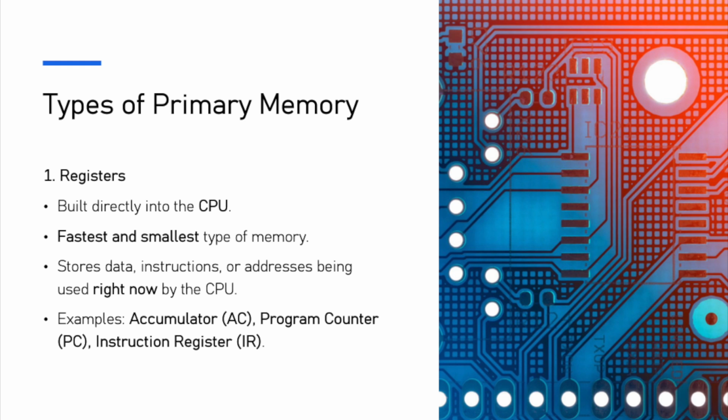We're going to start off with registers. Registers are built directly into the CPU. They're the fastest and smallest type of memory. They're actually on the processors. Generally, you will be storing bits or some bytes in this type of memory. They store data, instructions, or addresses being used right now by the CPU. So they will not be storing anything that is for the future. It is just what's needed right now. And you already know certain examples from previous sessions: accumulator, program counter, instruction registers. All of these are types of memory. Now do remember, registers are volatile memory, therefore data is lost if the power is turned off.